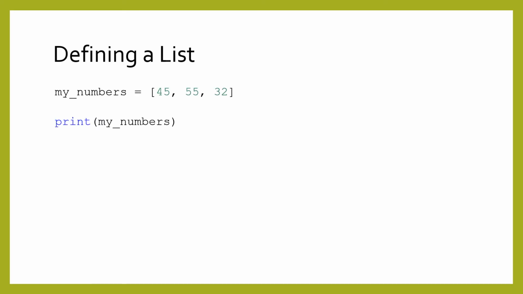We create lists using square brackets on their own. Each value that we want to put into the list is separated by commas. The square brackets are critical to making this a list, without them it is not a list.